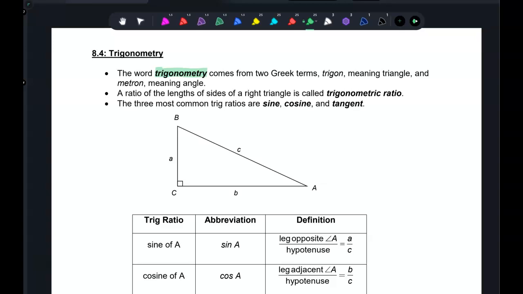Trigonometry. Okay, it comes from the measures within a triangle. These are going to be the ratios of the sides in a right triangle. So when we do trigonometry, it's going to be within a right triangle.